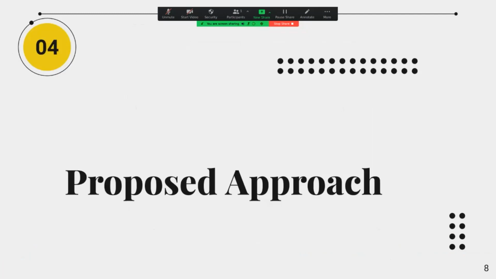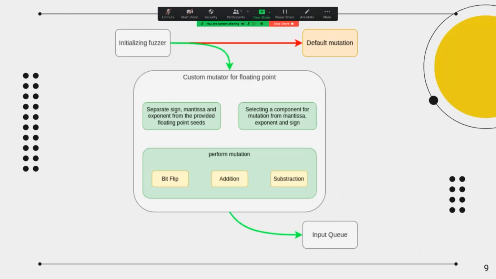Let's take a look at the proposed approach here. So there's this thing called a custom mutator, and it does something pretty cool. It basically takes control of the mutation process from the default mutator of the fuzzer. But here's the twist. It goes a step further and splits the floating point seeds into three parts: the sign, the exponent, and the mantissa. Once it has these segments, it goes wild and performs all sorts of mutations on each of them separately. It's like a mutation party happening segment by segment.